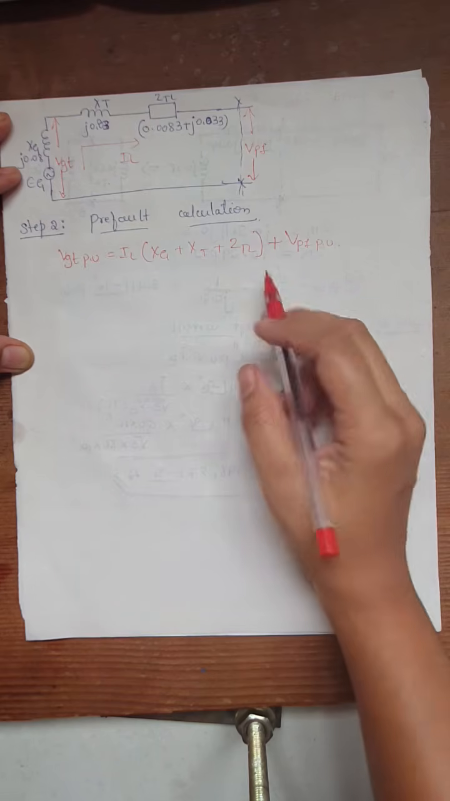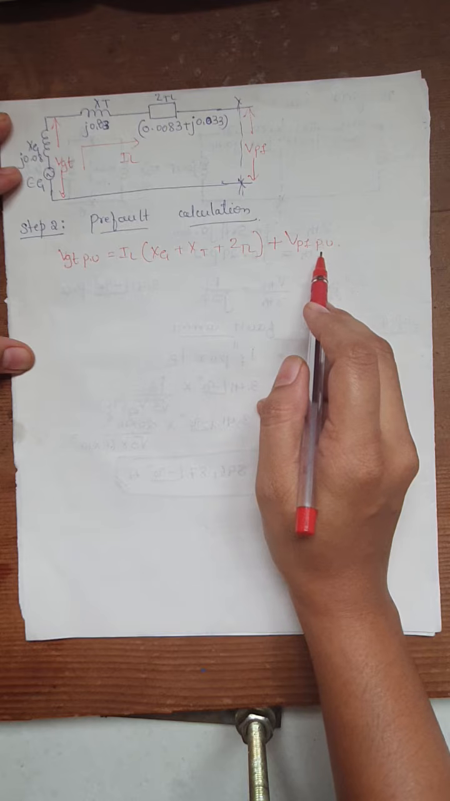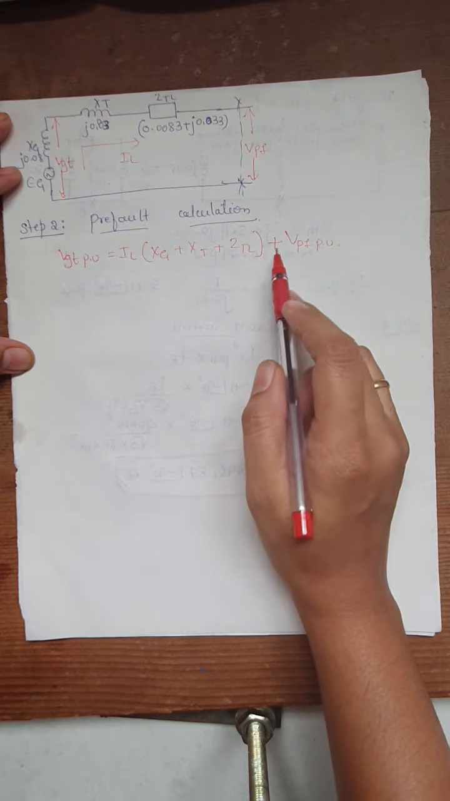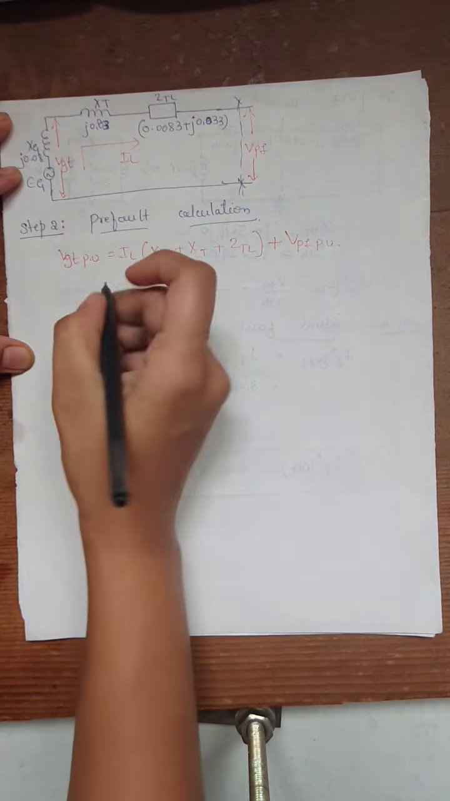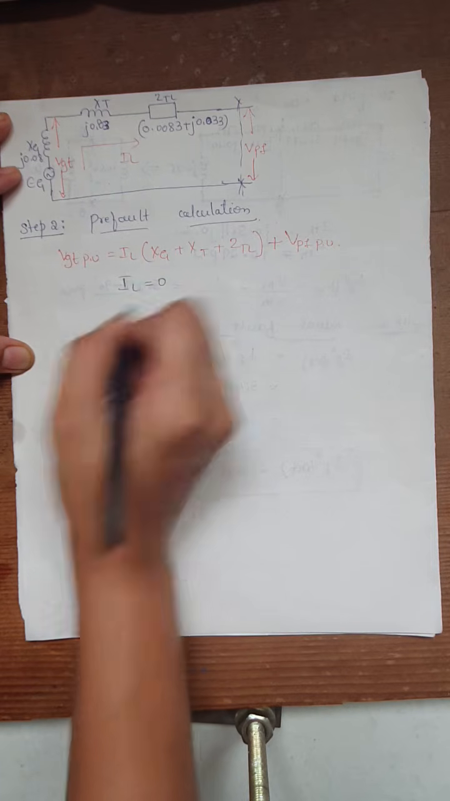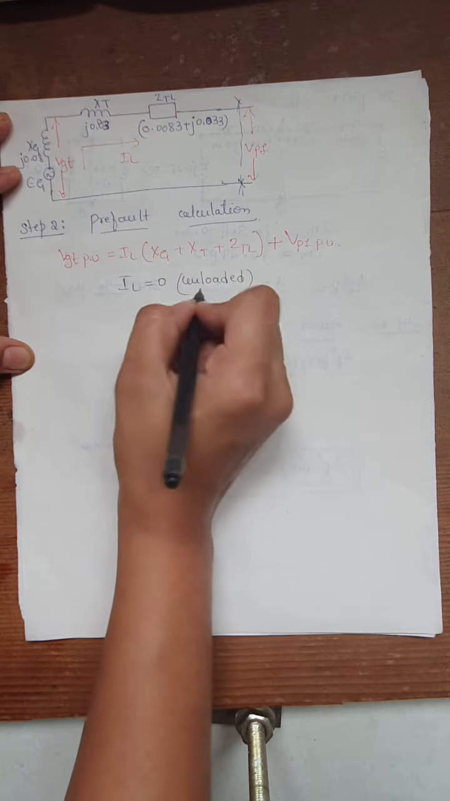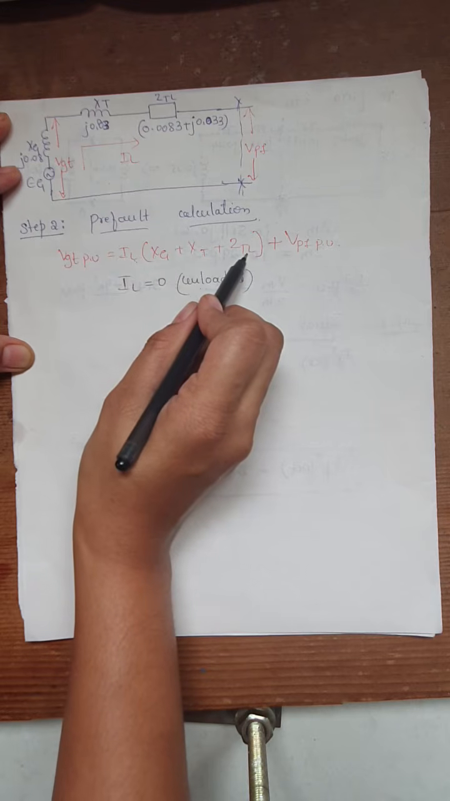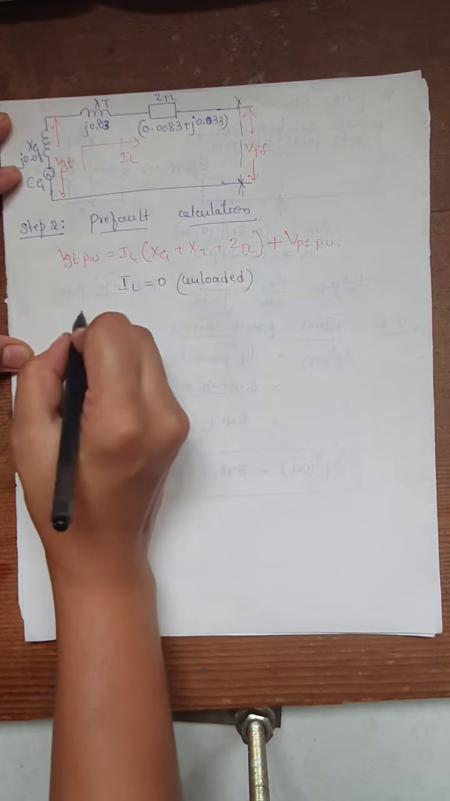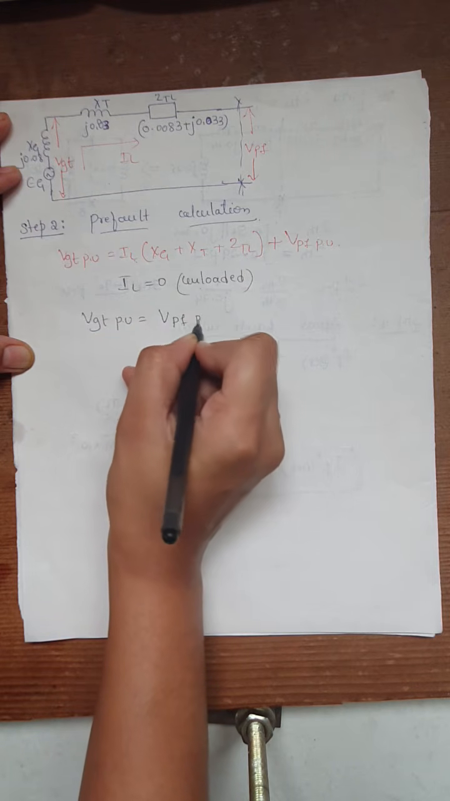You know that the problem clearly mentions this is an unloaded system. So if no load is present, the load current will also be equal to 0. Consider IL equal to 0, because it is an unloaded system. In such a case, 0 multiplied with all the reactances will be equal to 0. So we can write the expression for VGT in per unit as VPF in per unit.